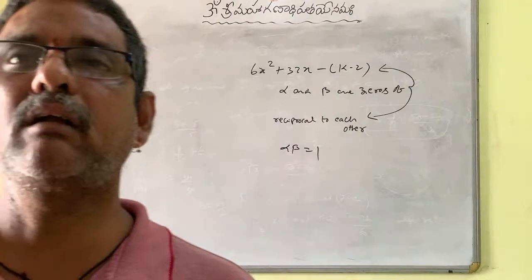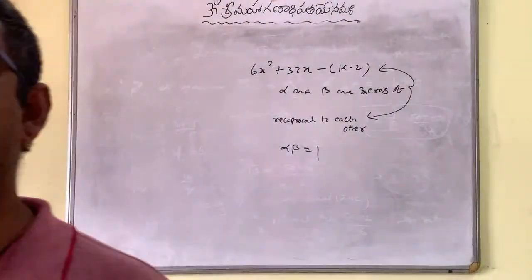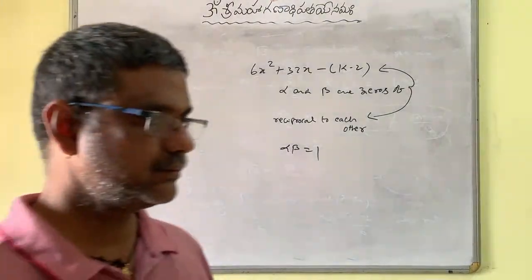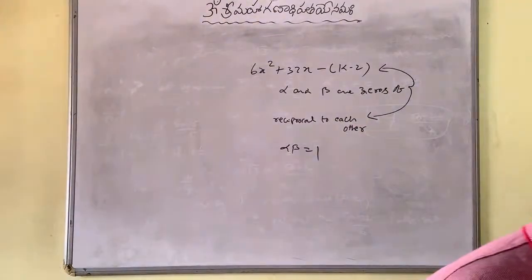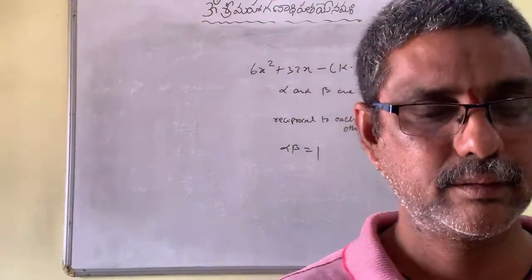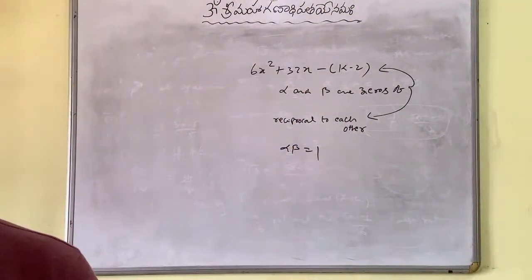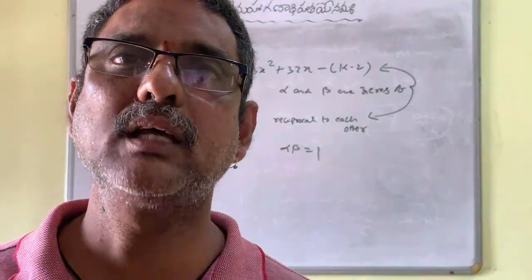I gave you a number 5 and I am asking you what is the reciprocal of 5. You are saying that 1 by 5. How can you say that 1 by 5 is a reciprocal of 5? Because their product is 1.